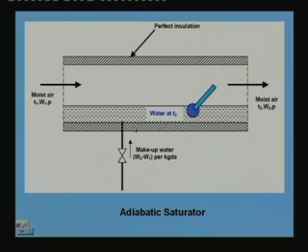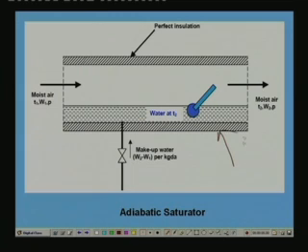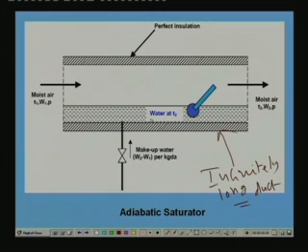Okay. So, this is a schematic of an adiabatic saturator. What we have is an infinitely long duct, let us say, and this duct is perfectly insulated, and it consists of water. Now, moist air at this condition, dry bulb temperature T1, humidity ratio W1 and total pressure P, flows through this insulated infinitely long duct, and as it flows through this, it comes in contact with this water.